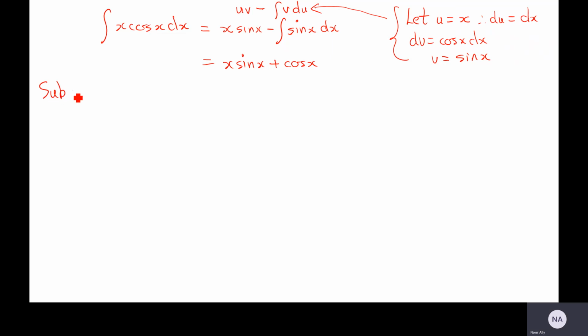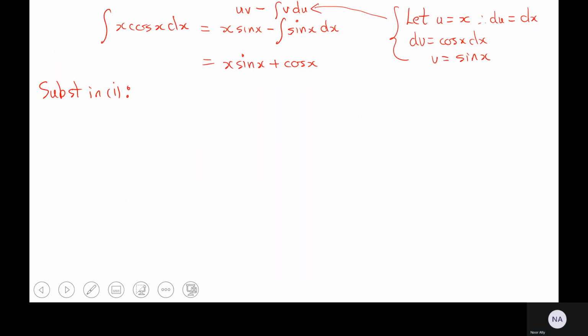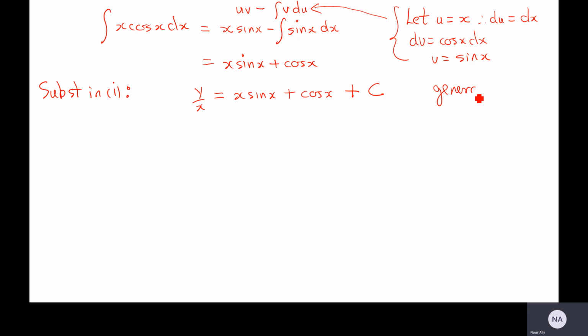Now I'm going to substitute that into our previous equation that we have. Therefore, solution, let's just go back to remind you. I must substitute my answer in here where it says parts. So it's y over x is equal to x sine of x plus cos of x plus my constant c. So that is my general solution.